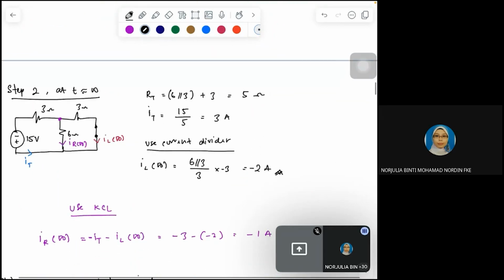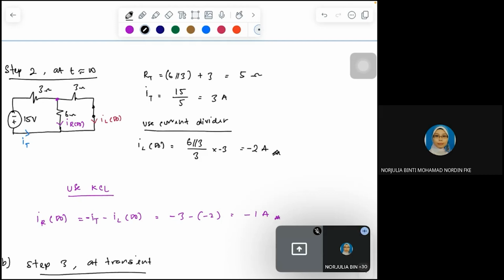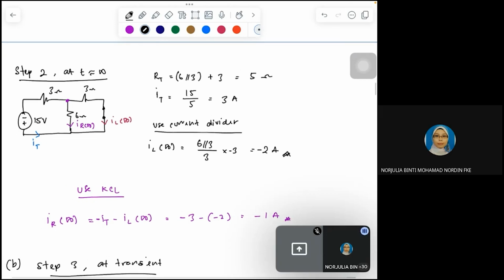All right. Now, we are at step 2. At step 2, we need to find the final value of your inductor current and also the resistor current. So at this moment, you should draw or sketch the circuit after t equals 0. Okay, so this is the circuit after 0.